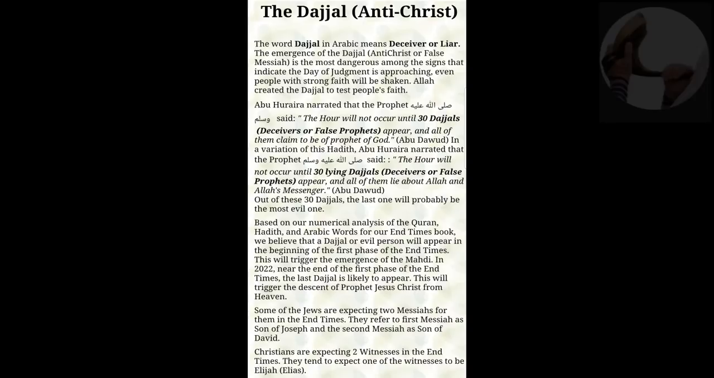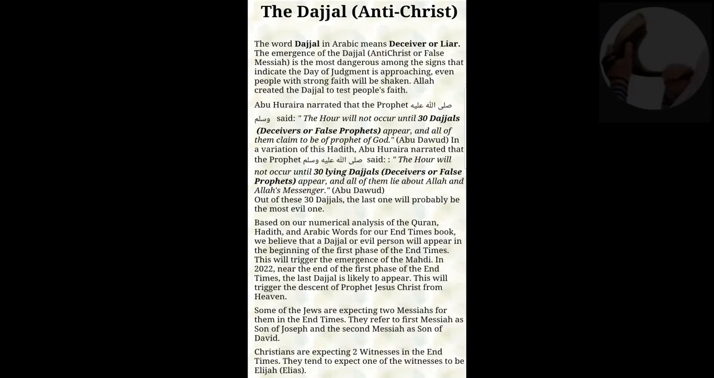They tell you, based on our numerical analysis of the Quran, Hadith, and Arabic words for our end times book, we believe that a Dajjal, or evil person, will appear in the beginning of the first phase of the end times. This will trigger the emergence of the Mahdi in 2022, near the end of the first phase of the end times. The last Dajjal is likely to appear. That's Yeshua. And you see? They know the year. This will trigger the descent of Prophet Jesus Christ, that's Isa, from heaven.